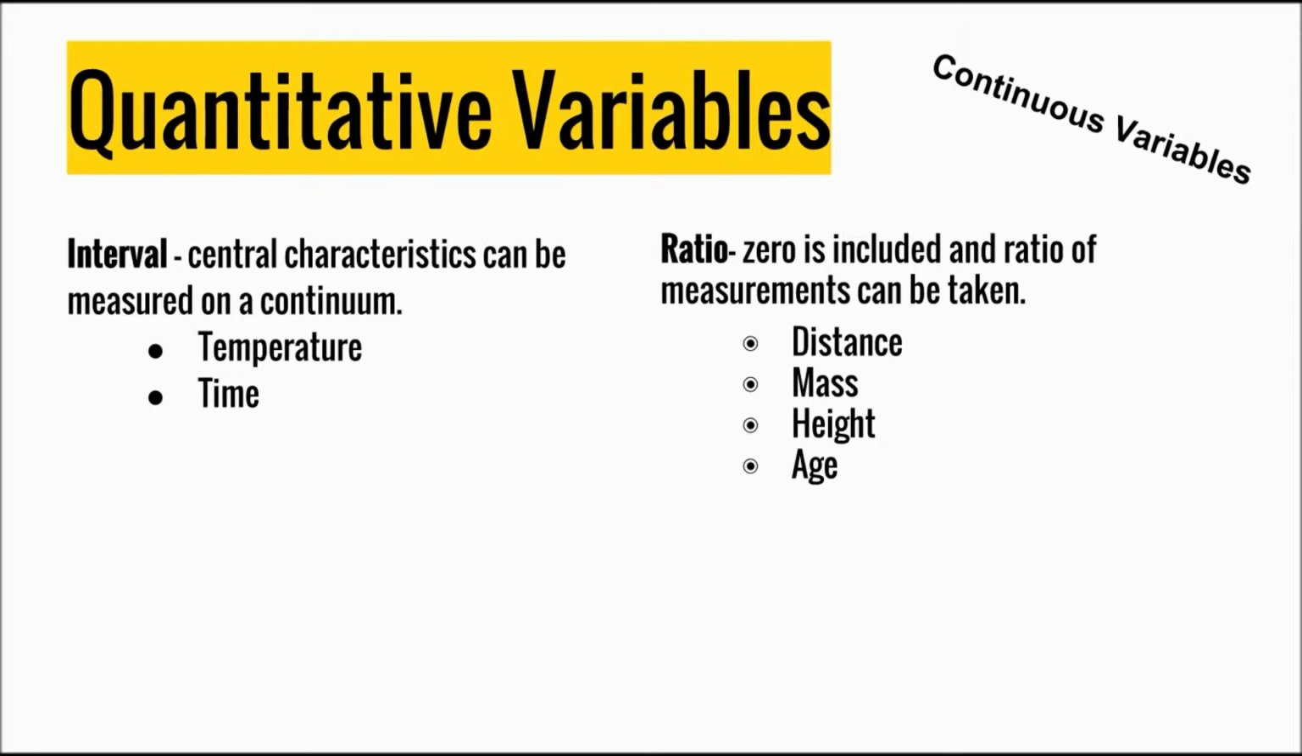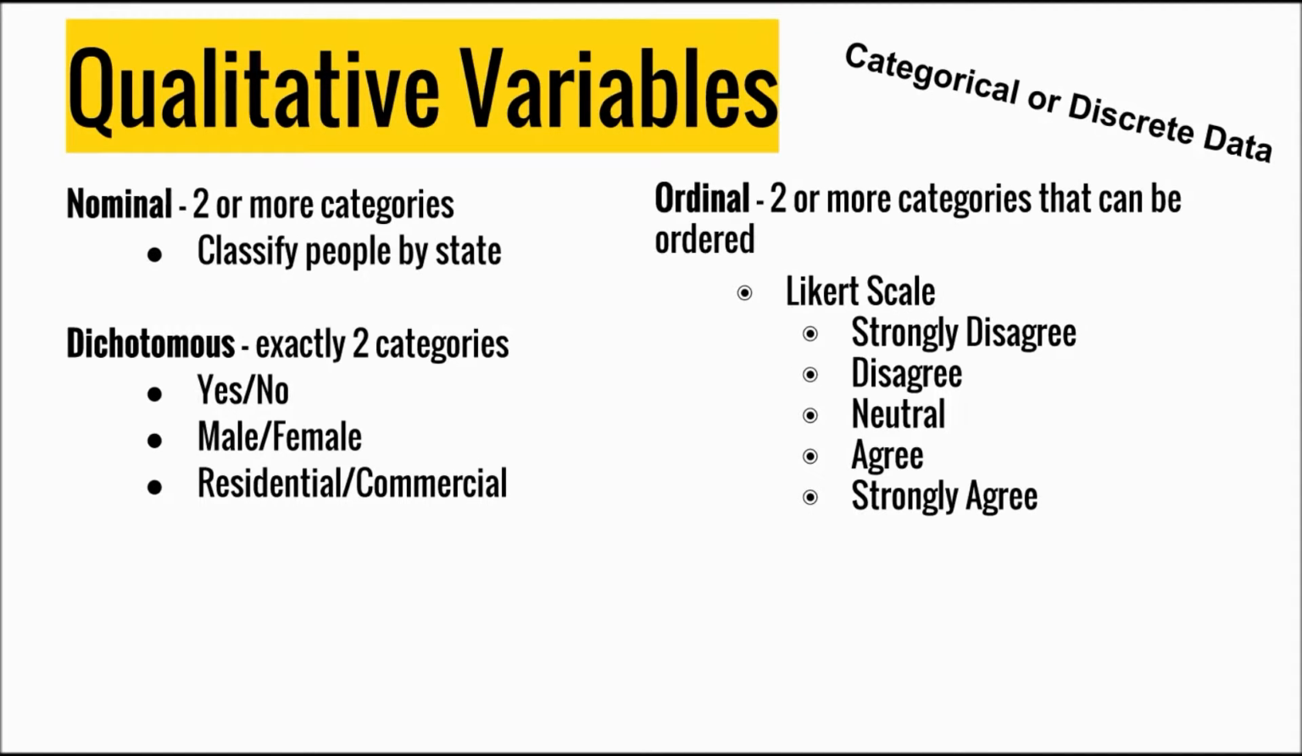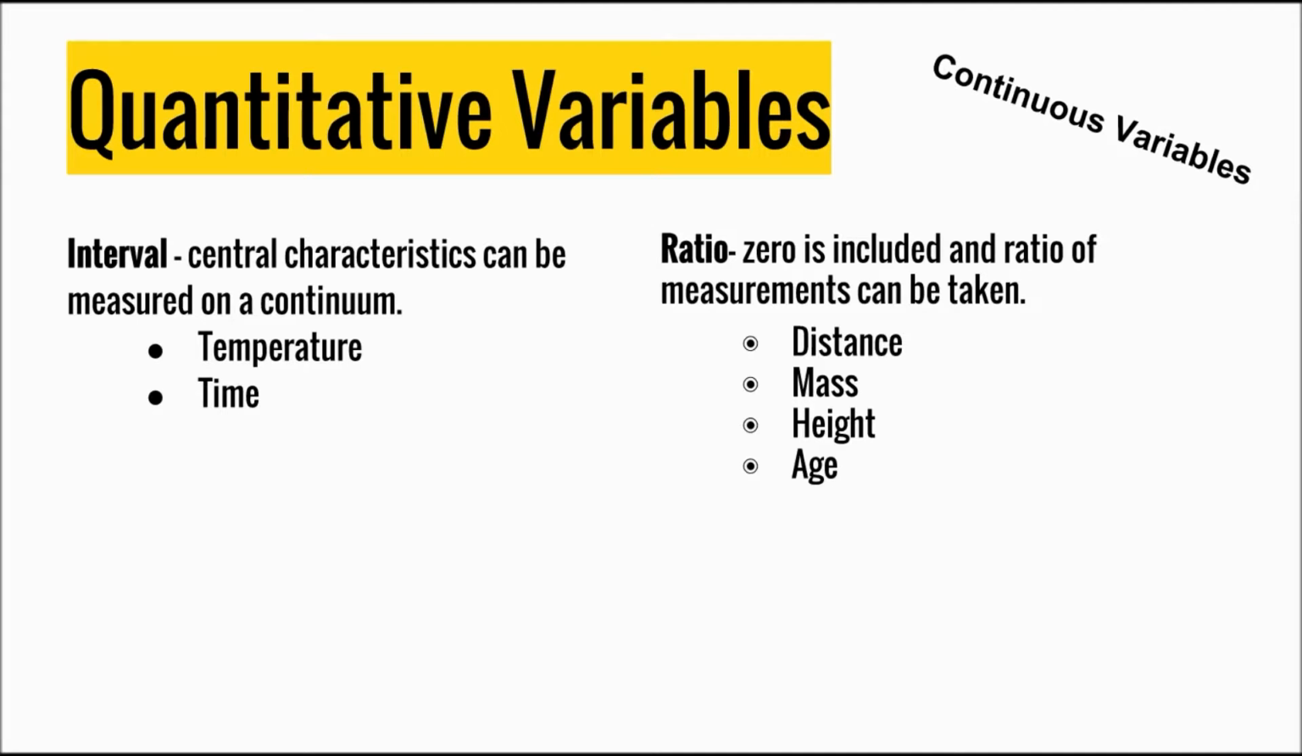Zero is included, and the ratio of measurements can be taken. So this is where we're finding like the distance or mass, height, age. These are all ratios because we can actually take numerical inferences from this. So we can actually do stuff with these numbers. So find the average distance, find the average height, find the highest mass or the largest mass, find the youngest age, right? So these are all things that we can mathematically do with each of these variables. These are continuous variables, also known as quantitative. So again, qualitative variables are categorical. Quantitative are going to be continuous variables, things that we can actually measure.